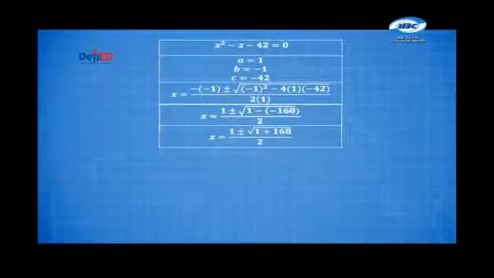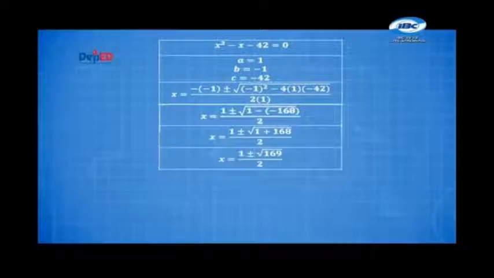After substituting the values of the coefficients in the formula, we simplify. Here, we see that negative of negative 1 is equal to positive 1. Under the radical sign, we see that the discriminant is now simplified into 1 minus negative 168. This is because negative 1 squared is equal to 1, and the product of 4, 1, and negative 42 is negative 168, and 2 times 1 is equal to 2. 1 minus negative 168 can be rewritten as 1 plus 168, following the rule in subtracting integers, which states that we change the sign of the subtrahend, then proceed to addition. Hence, the value of the discriminant is 169.